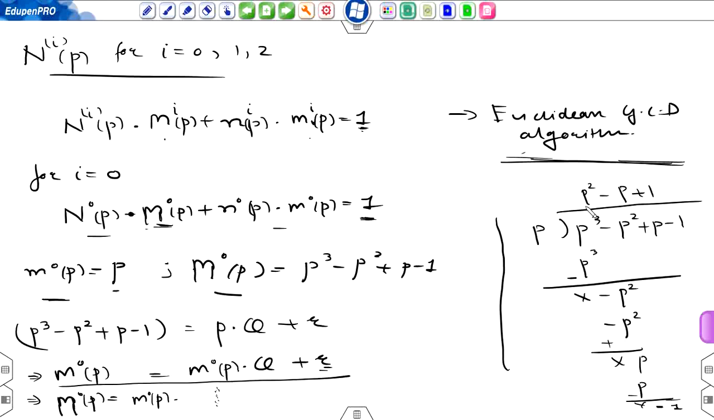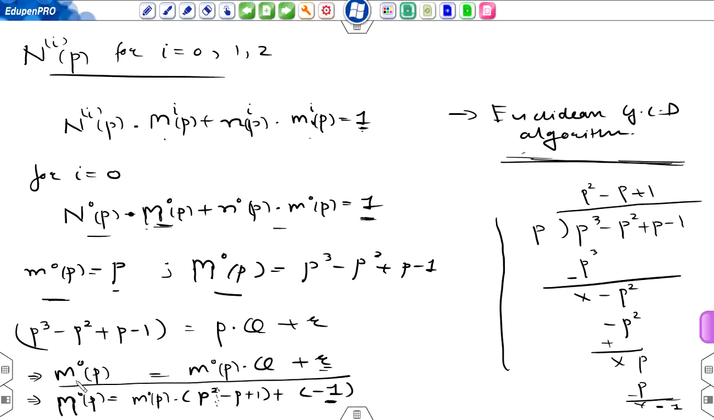The quotient is p square minus p plus 1, and the remainder is minus 1. Okay, so at this point you have to stop. This remainder is not a function of p, so at this point you have to stop.